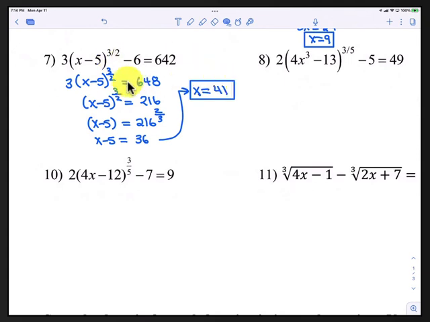Now if you plug 41 in, you're going to get 642 on both sides. Just a quick example of that: 41 minus 5 is 36. You're going to take the square root of that. That'll be 6. And 6 to the third power is 216. And then 216 times 3, that's going to be 648, and then subtract 6 leaves you with 642. So plugging in 41 does work.